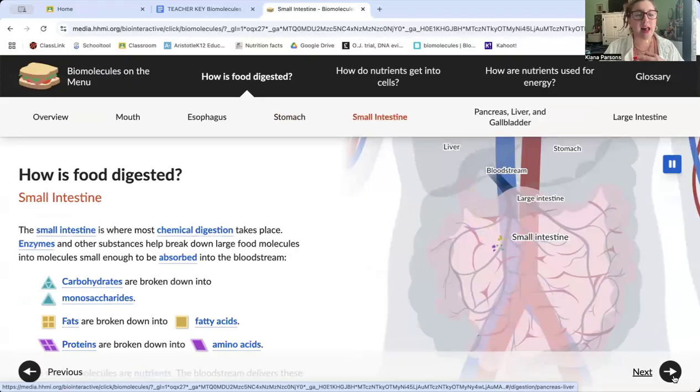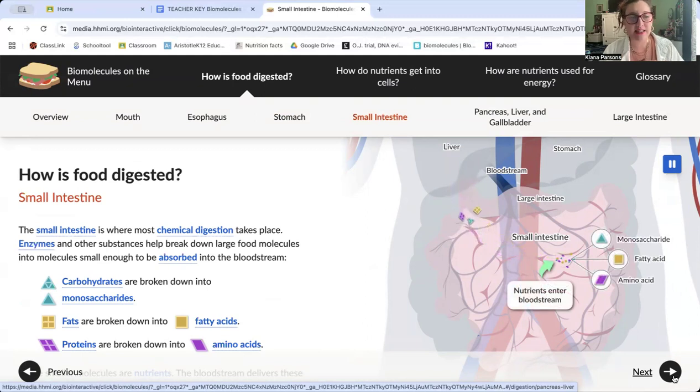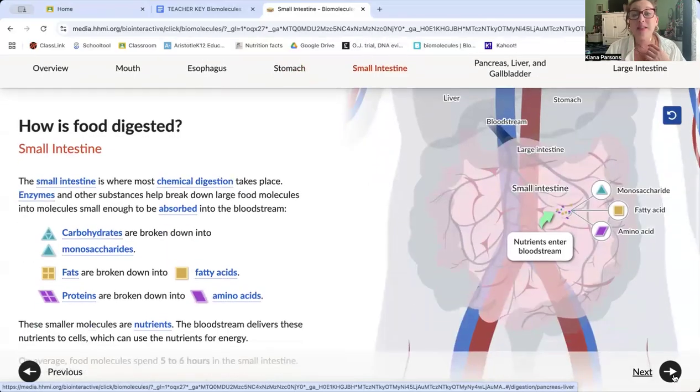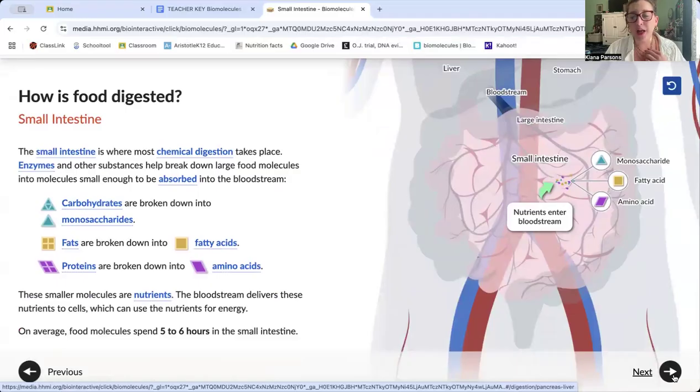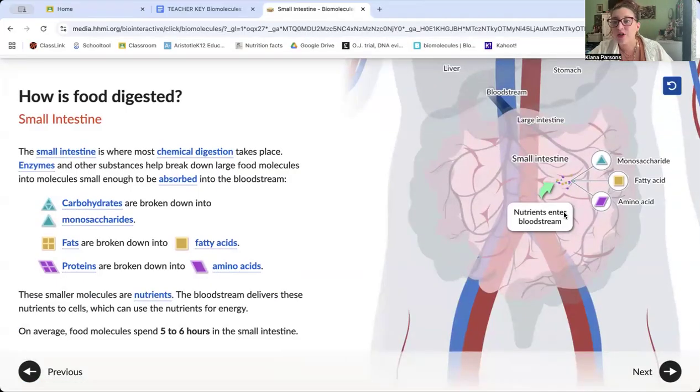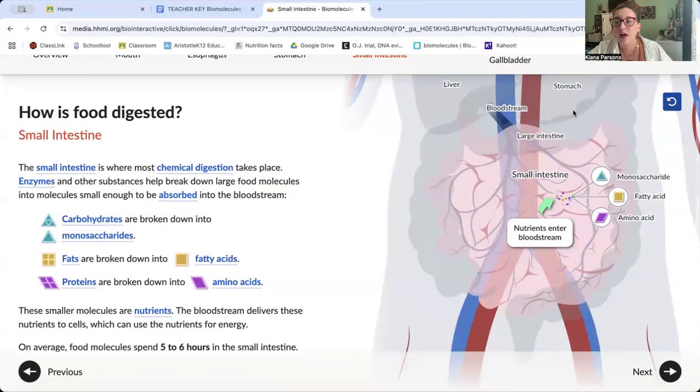All right, so how is food digested? The small intestine is where most chemical digestion takes place. The enzymes and other substances help break down large food molecules into molecules small enough to be absorbed into the bloodstream. So you can see here, this is where the nutrients enter the bloodstream. The workhorse of digestion, of the breakdown of food, is the stomach.